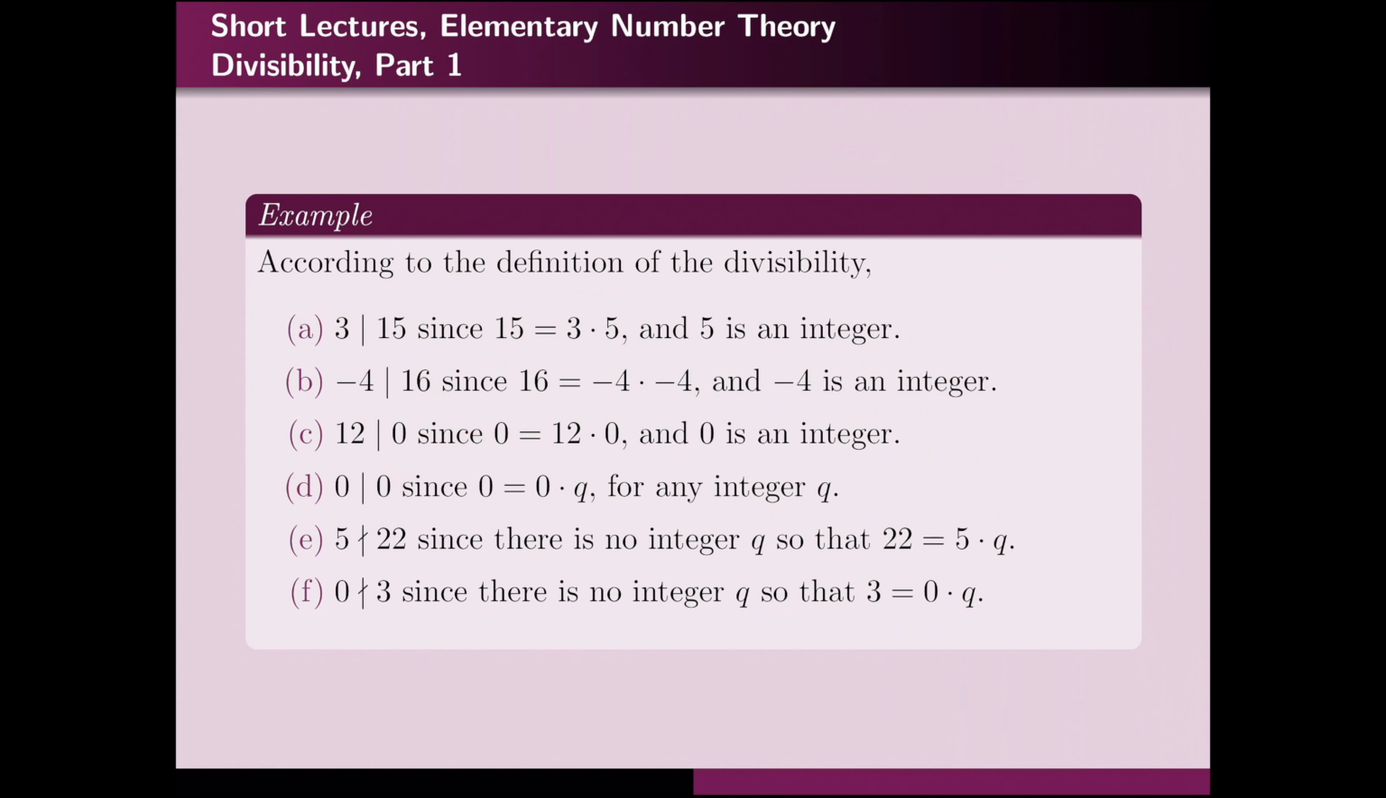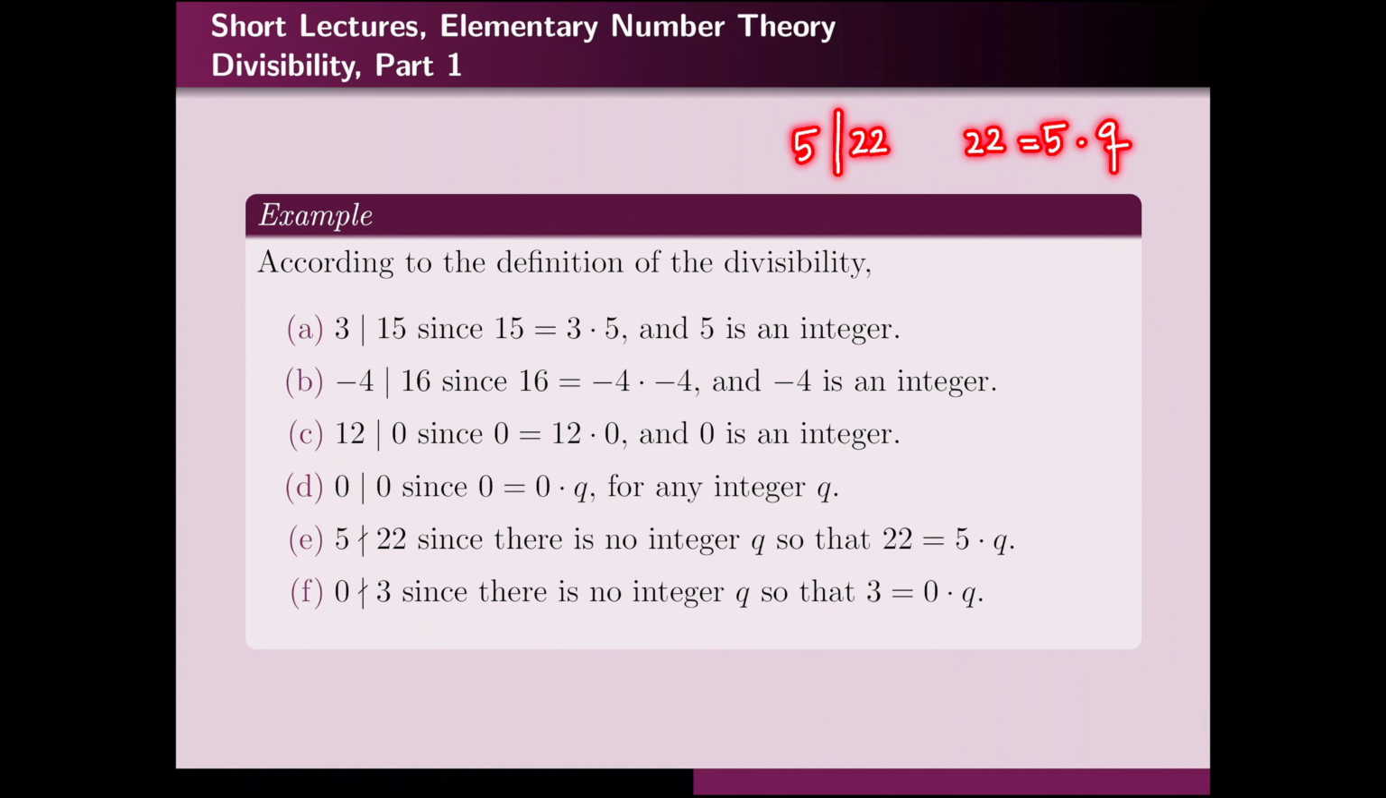But what about this statement? 5 does not divide 22 is true. Why? Because if you say 5 divides 22, it means that the number on the right can be written as the number on the left multiplied by an integer q.